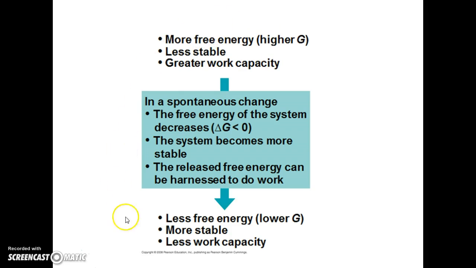This kind of outlines the whole process right here, where the higher the G value is, the more free energy is available. These are less stable as they tend to be spontaneous reactions, and they have a greater capacity to do work or release energy. Over the process of releasing that energy through the spontaneous change, we get more stable or more towards equilibrium, and we have lost energy, hence a lower capacity to do work.